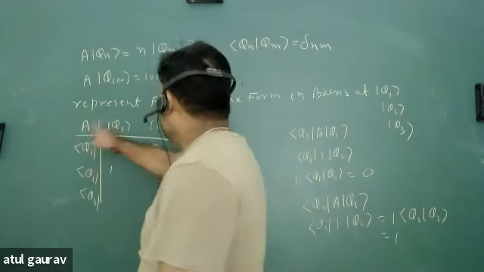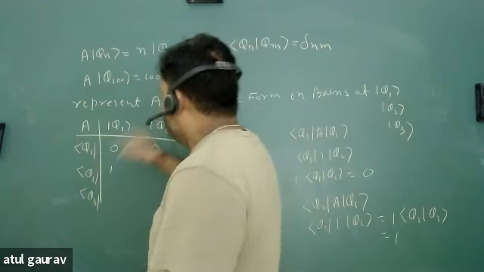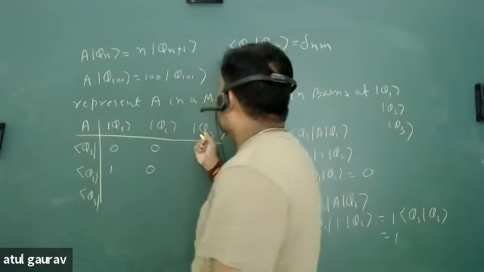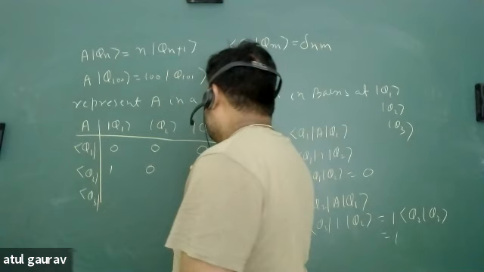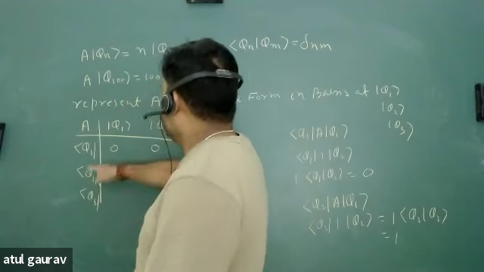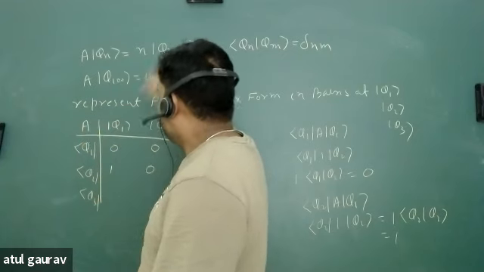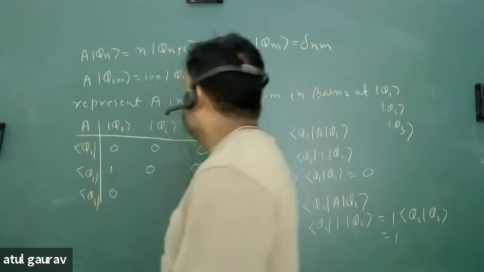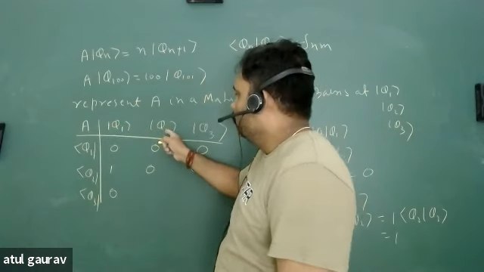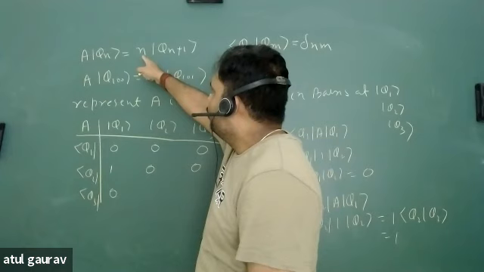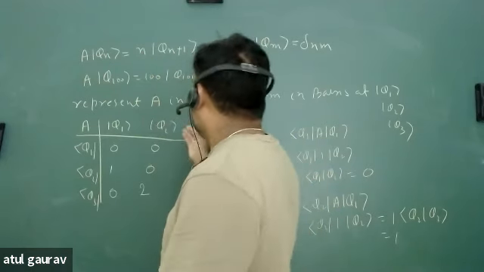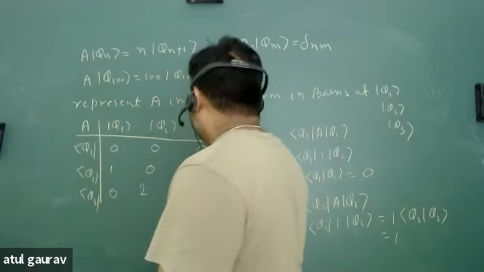And again, A will operate on phi 2, it will go to phi 3. Phi 3 and phi 2 is 0, so this is 0. A will operate on phi 3, then this is phi 4. This will be again 0. Again, A will operate on phi 1, this will go to phi 2. Phi 2 and phi 3 is 0. Again, this is very interesting. A will operate on phi 2, it will give phi 3, but the number is 2, so this will be 2. And then A will operate on phi 3, it will give phi 4, and phi 4 with phi 3 is 0.